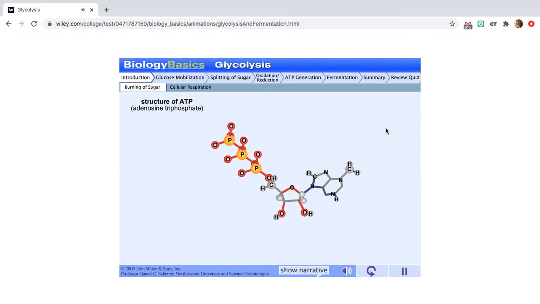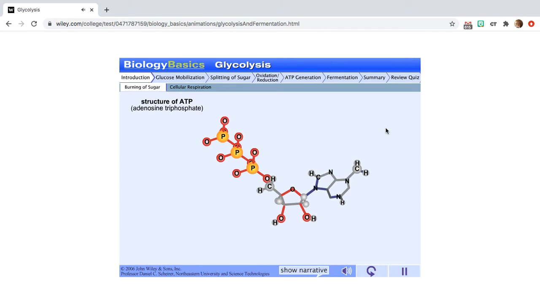ATP, or adenosine triphosphate, is the principal energy-carrying molecule in the cell. It is a nucleotide that consists of 3 parts: an adenine base, a ribose sugar, and 3 phosphate groups. Energy is carried in the chemical bonds between the phosphate groups, with the terminal or 3rd phosphate possessing the most energy. Energy is released when the terminal phosphate is cleaved.